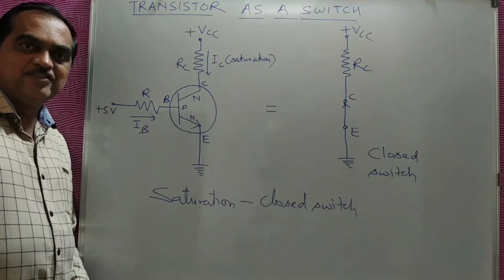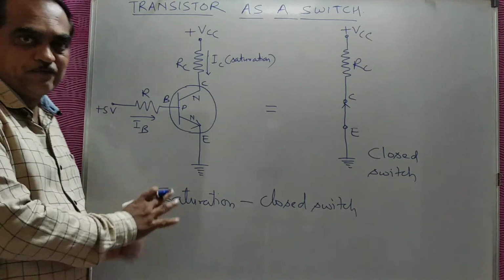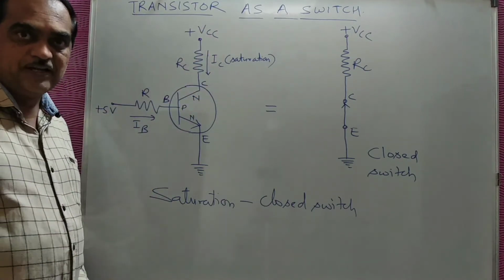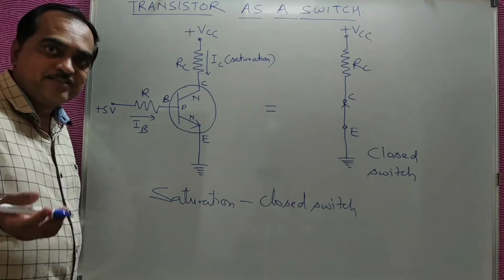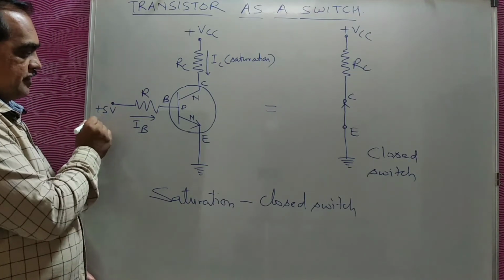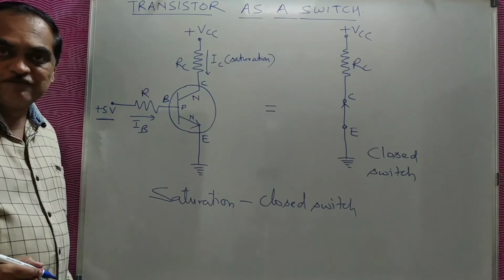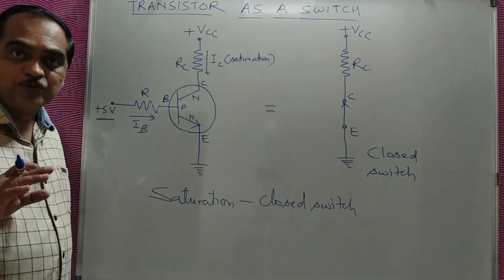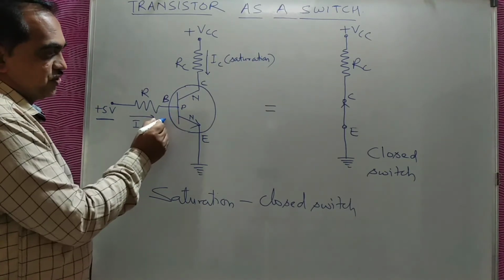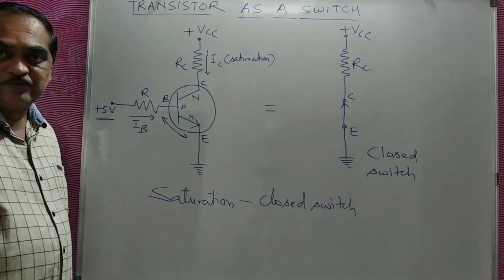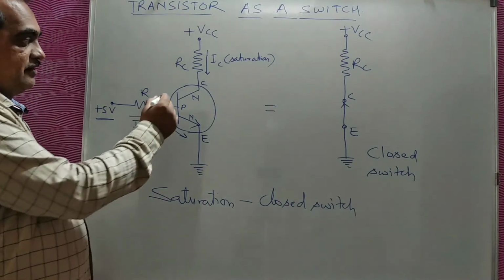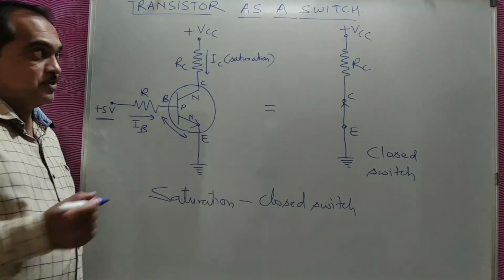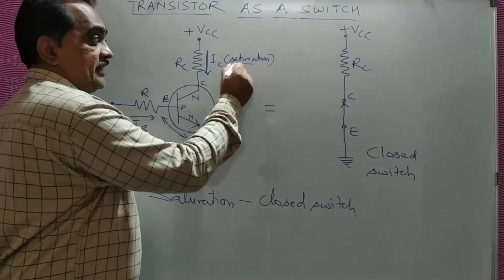Now in the second case, the transistor is connected in common emitter configuration only, and the same type of VCC supply is given to the collector. One difference as compared to the first case is that we are going to give the input as plus 5 volt. That means the applied voltage will be more than the cut-in voltage. In that case, the junction between emitter and base will be forward biased. Similarly, the junction between base and collector also will be forward biased, and the transistor goes into saturation. The collector current increases and it goes into saturation.